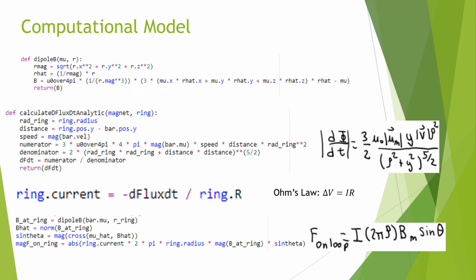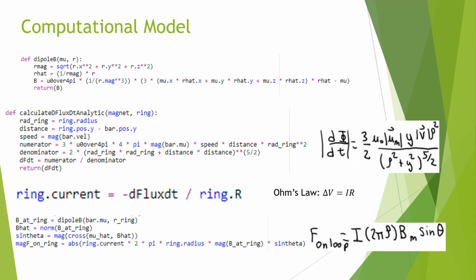The full model can be found online through the link in the description, but I'm just going to point out some key concepts here. We have a function for computing the dipole using the Biot-Savart law, and that was taken from the Lab 3 model. We have a function to calculate the change in flux over time using the equation that was provided within the physics video, where this p-value is the radius of the ring, and the y value is the distance between the bar magnet and the ring.